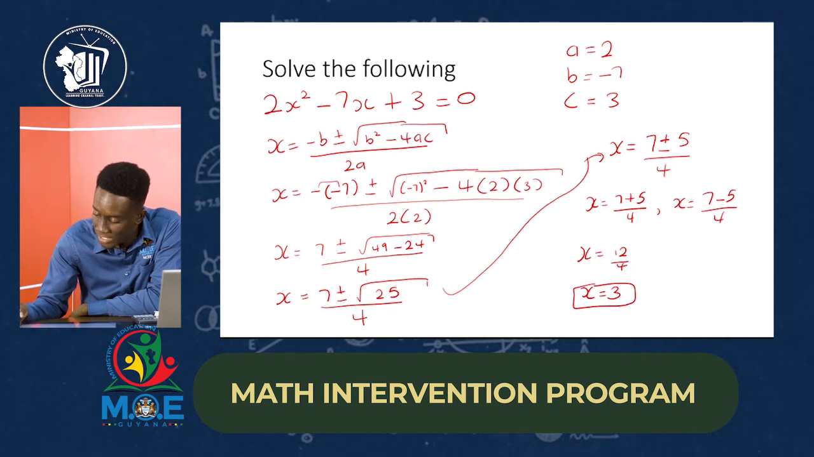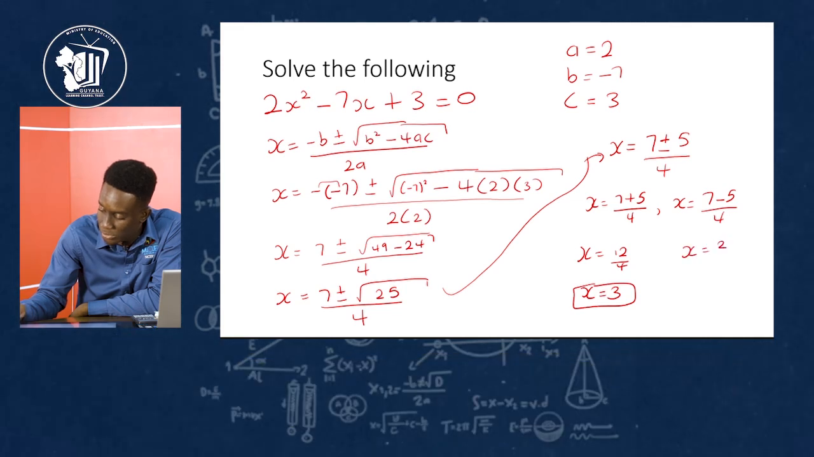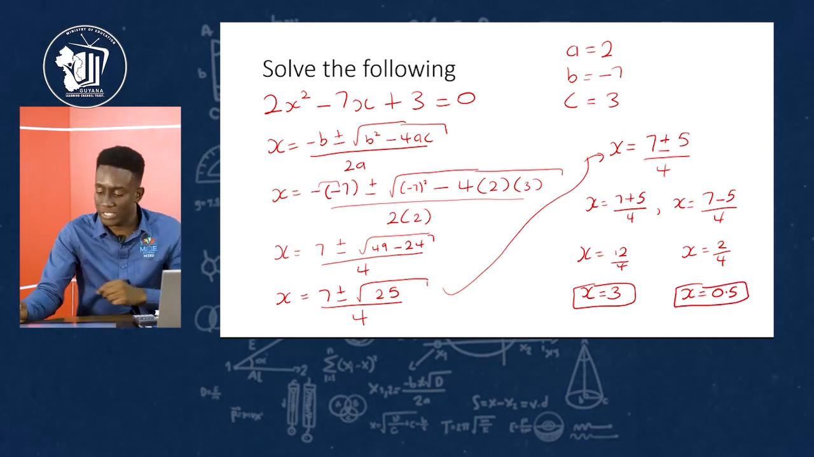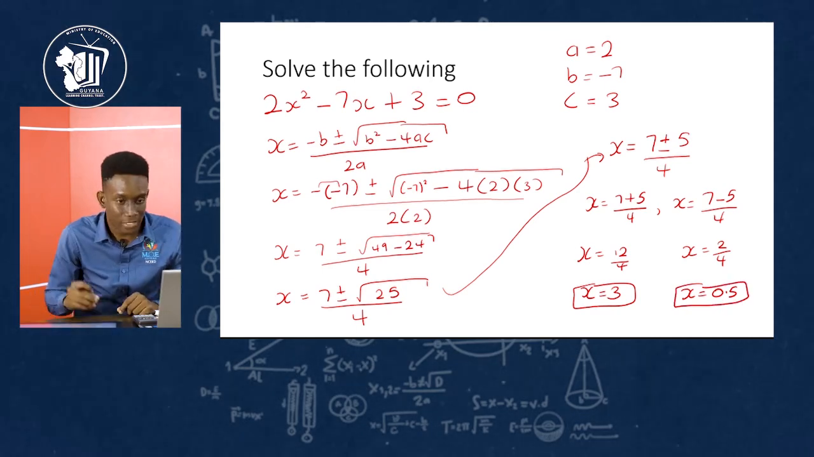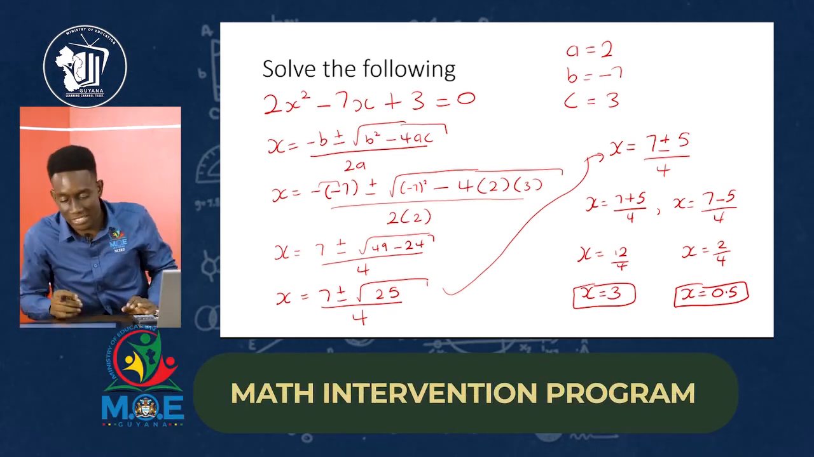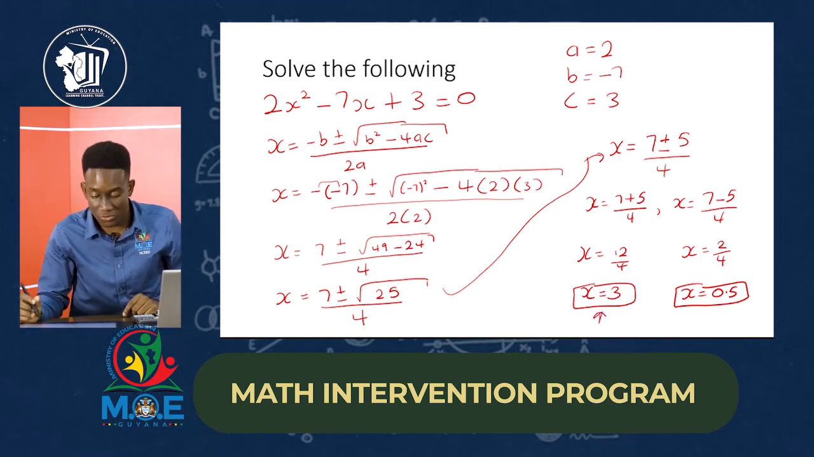On this side, we have x is equal to 7 minus 5. So 7 minus 5, that would give you 2 divided by 4. We'll have x is equal to 2 divided by 4 will give you a half, or 0.5. So we have our two values for x, which is x is equal to 3 and x is equal to 0.5.